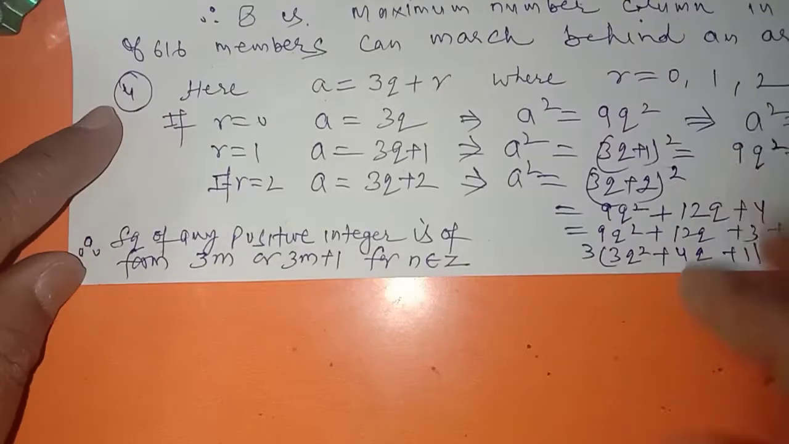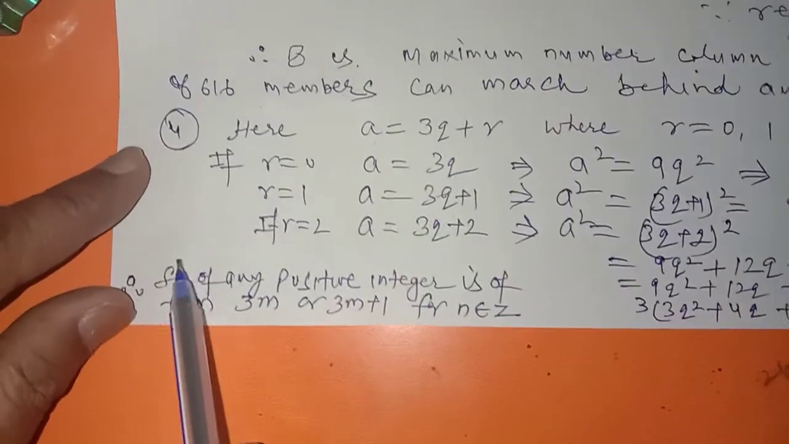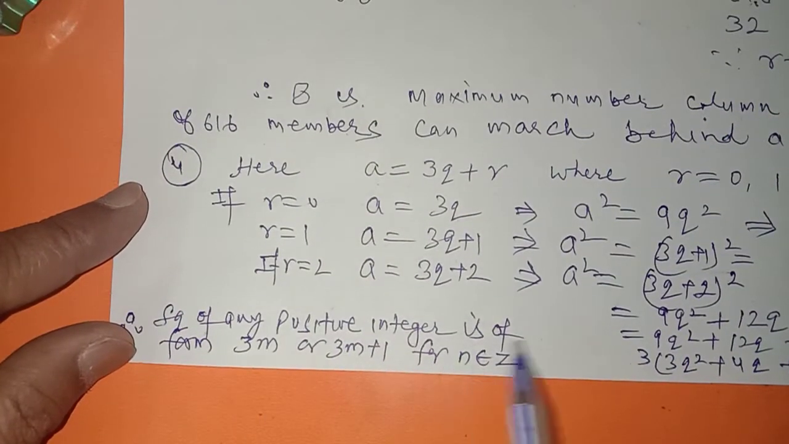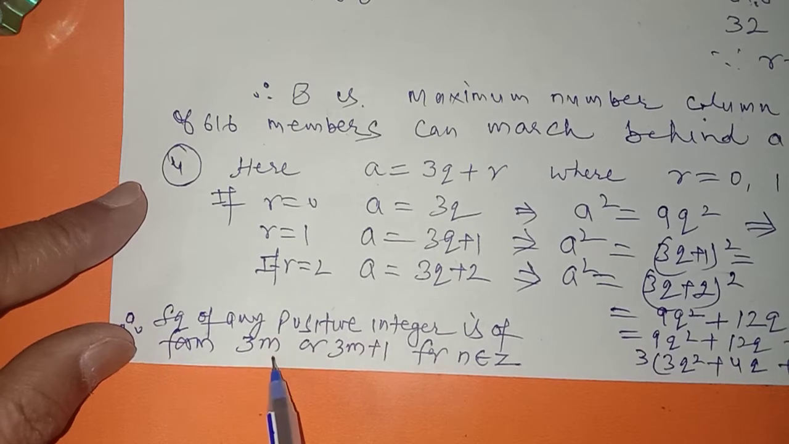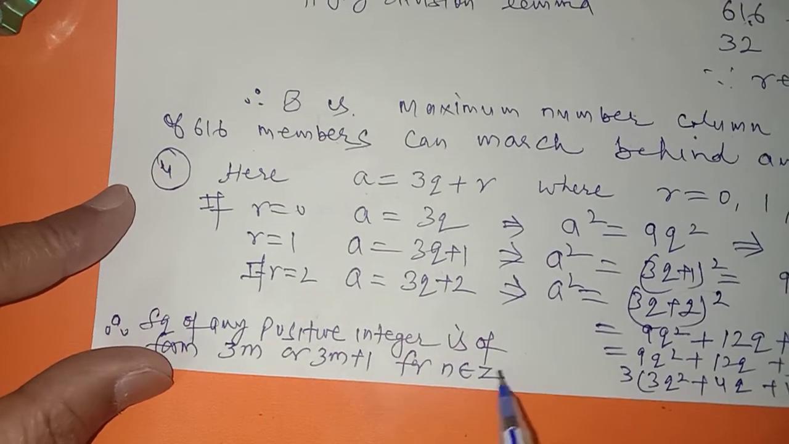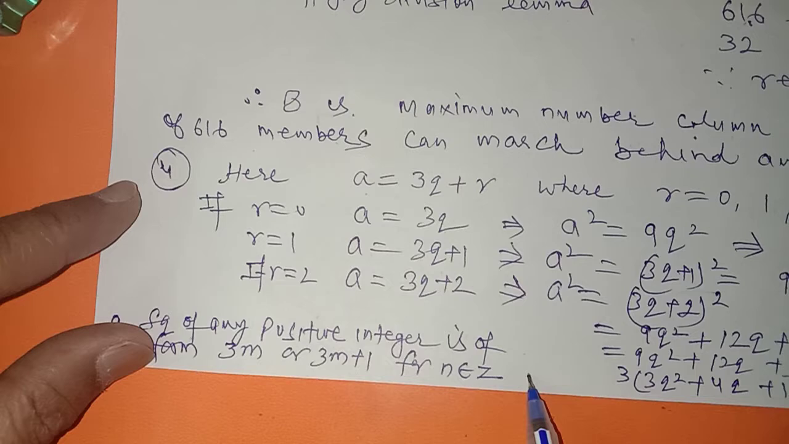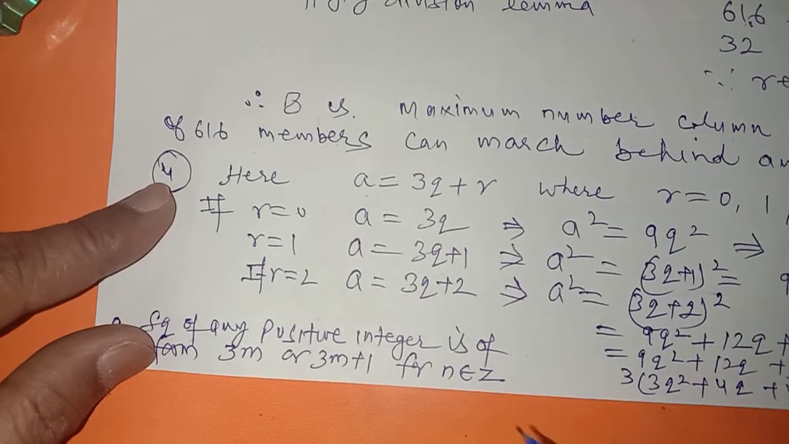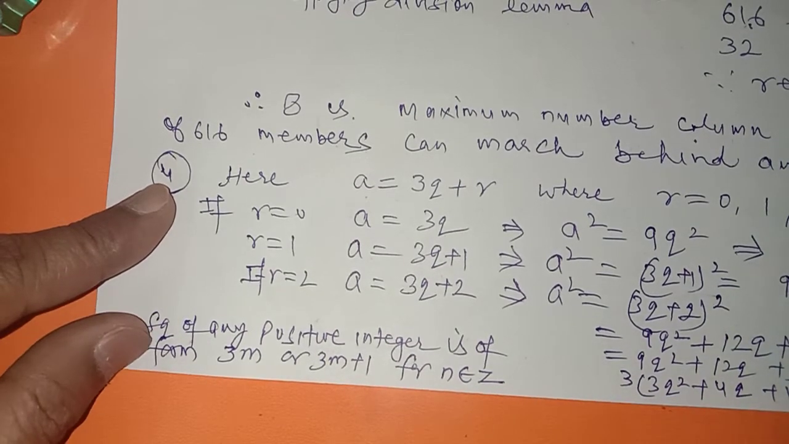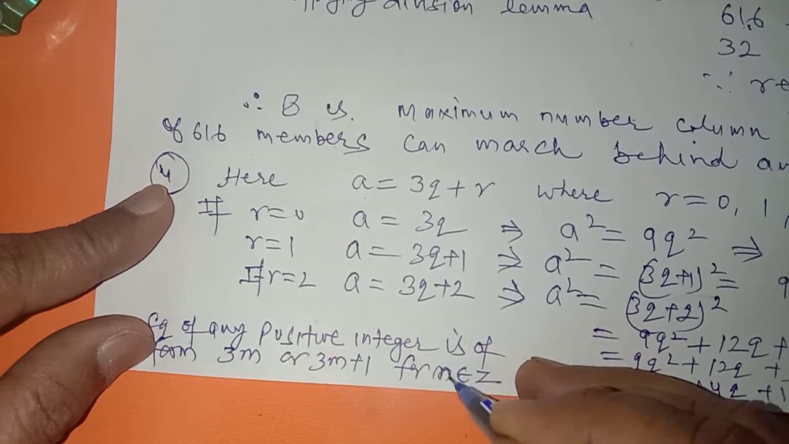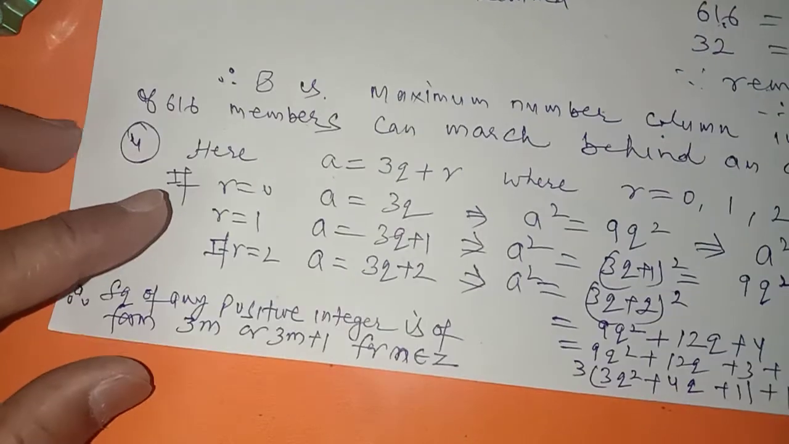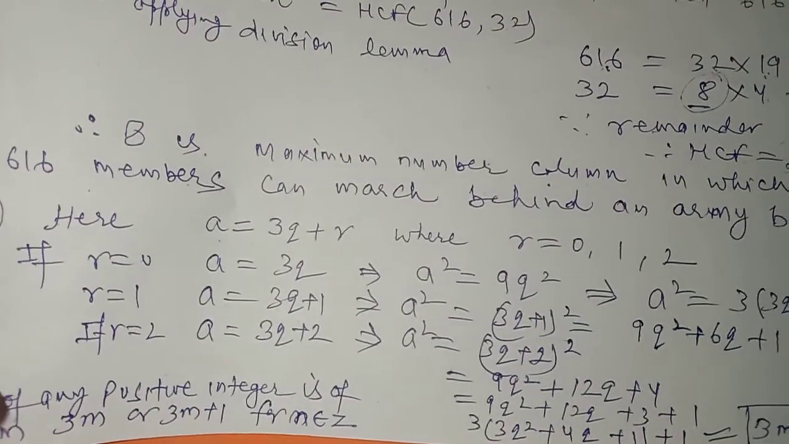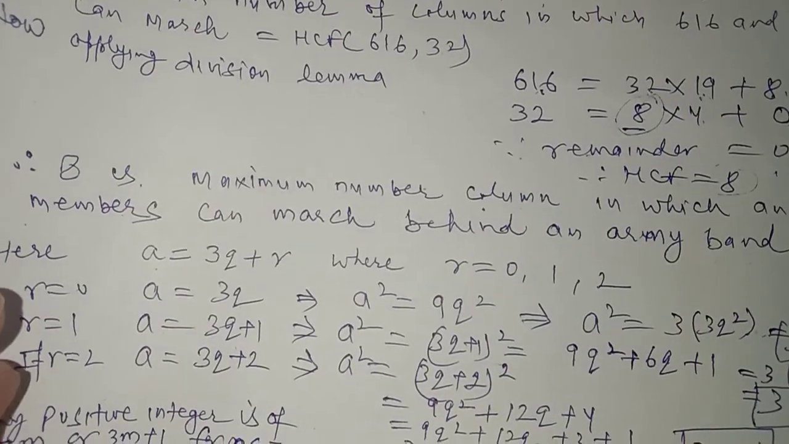So in the last you have to write, therefore the square of any positive integer is of the form 3m or 3m plus 1, where m belongs to Z, that is, m is any integer. In this question I squared both the sides because it is given in the question.